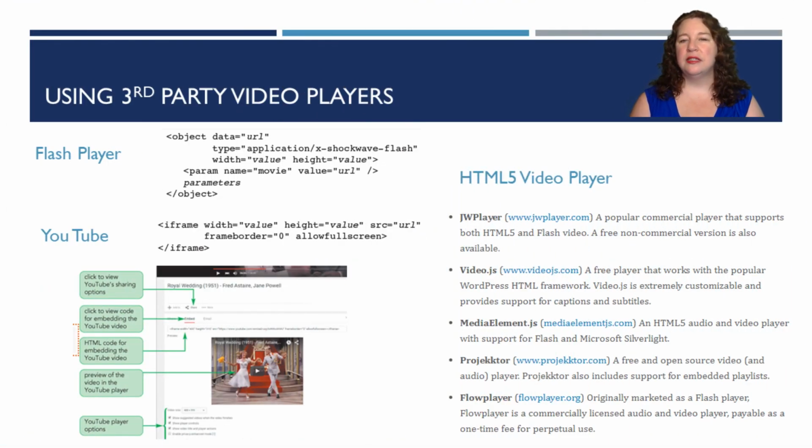Even today, we are still using some of the third-party video players. So the original Flash player was an object with a specific type of shockwave flash. And you can still do that if you want to. The more common one is embedding a YouTube frame. So if you go to any YouTube site and you say you want to share, the option is there to embed, and it has a piece of code that starts with an iframe. You can go ahead and copy and paste that iframe in anywhere in an HTML page, and it will embed that YouTube video. Again, there's some options that go along with that as well.